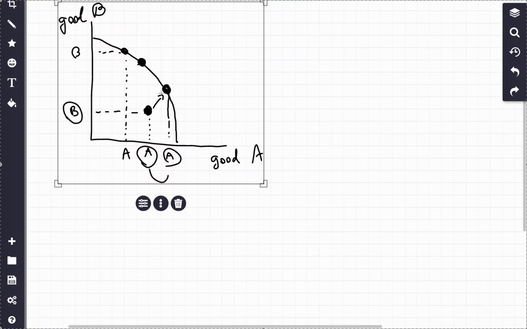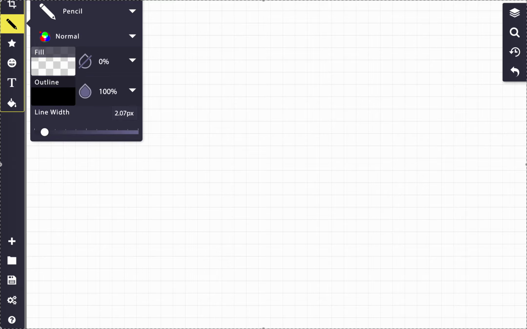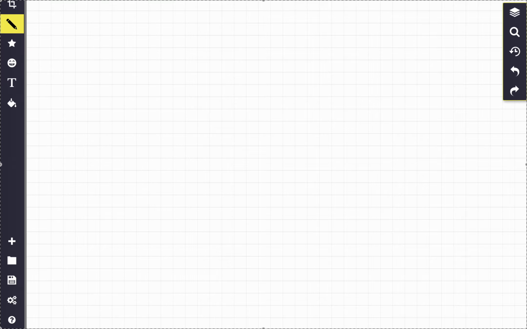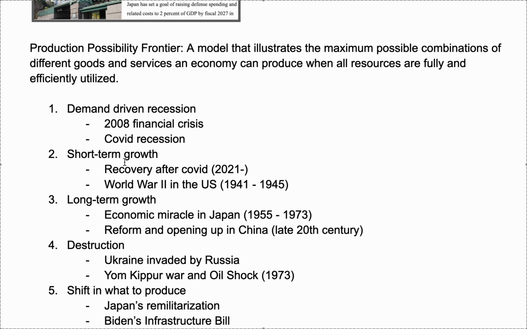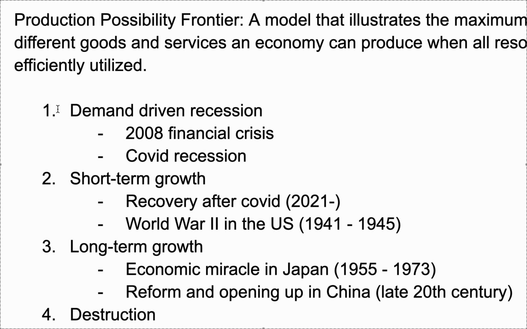But a lot of people may wonder what this actually means, right? How is this actually related? It is very related, and saying good A and good B wouldn't be the best example. So I can go through each of them with better examples, and I can explain the different types of shift. Let's start with demand-driven recession.